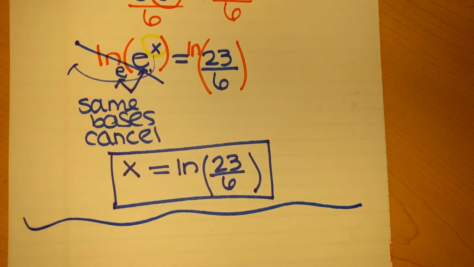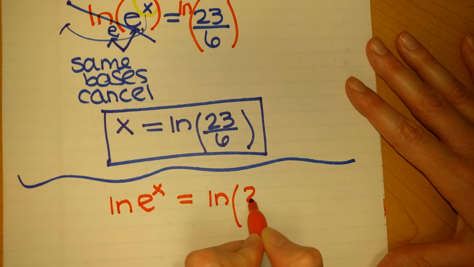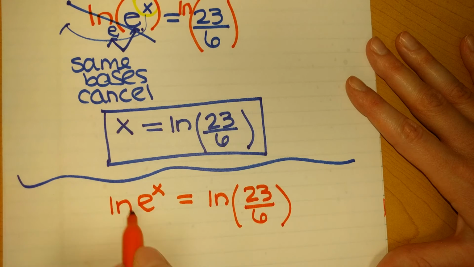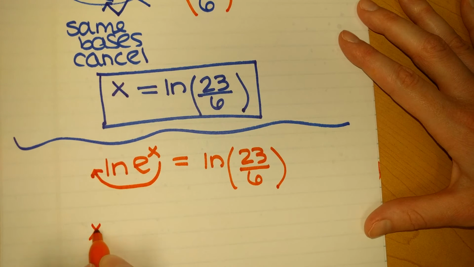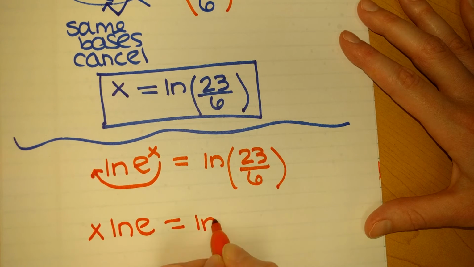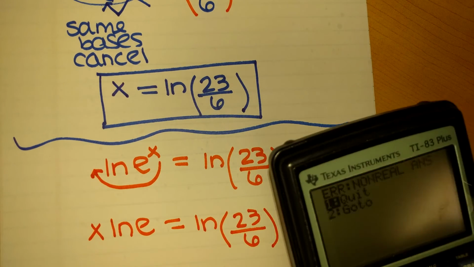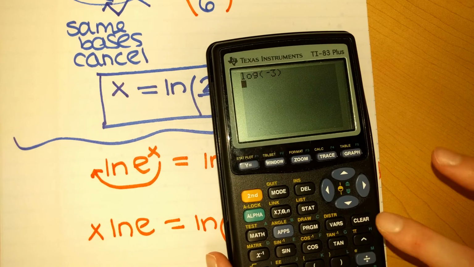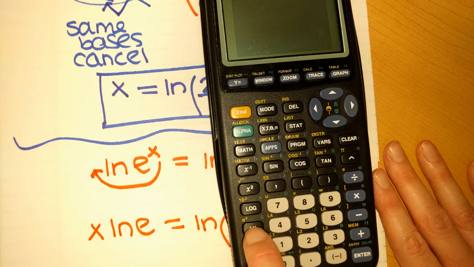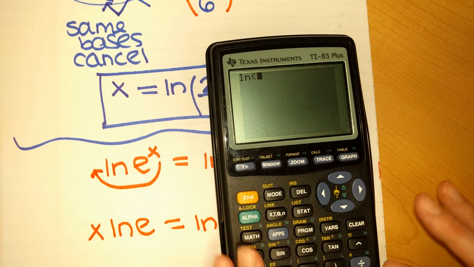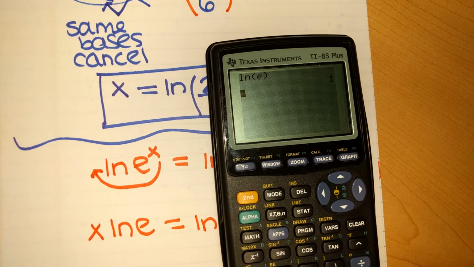I do want to just really quickly go over what would happen if you didn't notice that the same bases canceled. So if you took the natural log of both sides, and instead of saying these guys cancel, you brought the x in front, then what you would have is x natural log of e is equal to natural log of 23 over 6. But when you take out your calculator, if you do not already know this, and you punch in the ln, which is the third button from the bottom left, natural log ln, and then second, the division sign has the e, what you'll see is that it evaluates out to 1.